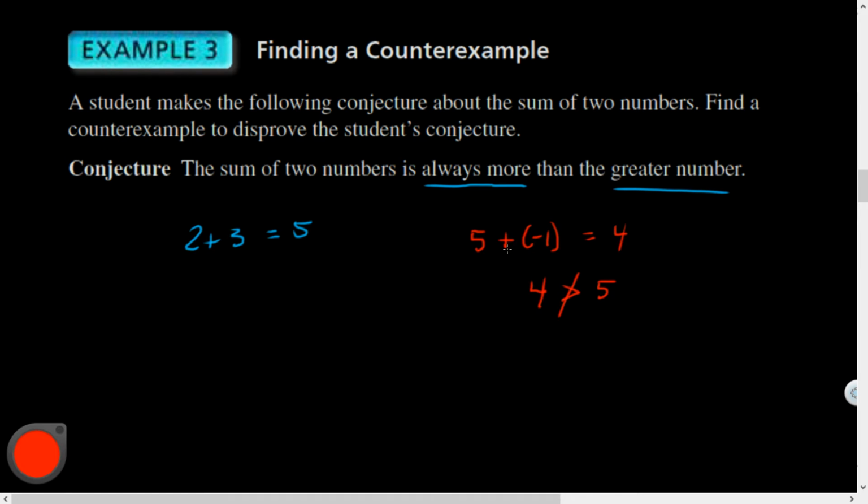Yeah, 4 is less than 5. I just was saying, yeah, 4 is not greater than. Yeah. So, yeah, we just ruined that student's day. They were hoping to get a college scholarship for that conjecture, and nope. That's too bad. That is too bad.